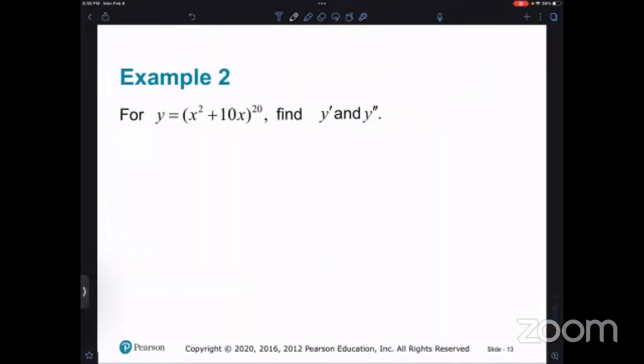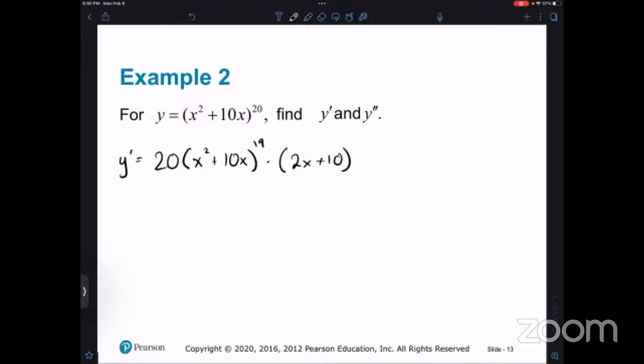So for this y, find the first derivative and the second derivative. Okay. So for this y, let's see. Our y prime, we need to apply the chain rule, right? The 20 comes down. We rewrite the inside. Then subtract 1 from the power. Then we're going to say times the derivative of the inside function. So that's going to be 2x plus 10. Okay.